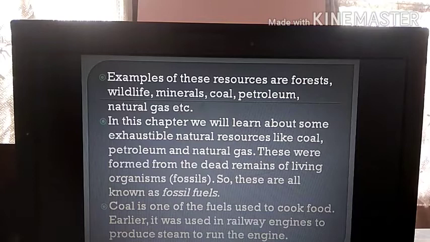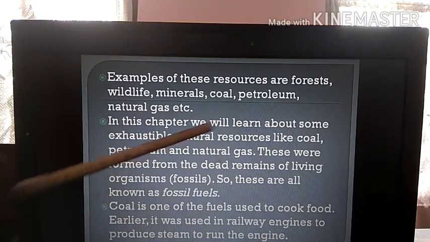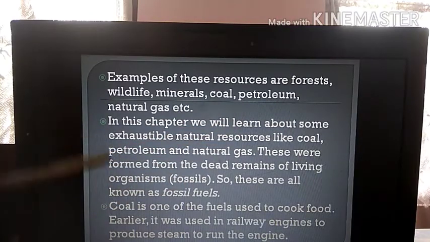So after it breaks down into small pieces, it will get mixed with the soil. And once it gets mixed with the soil, together they will form rocks below the earth's surface. Those are called fossils. So these are called fossil fuels because coal, petroleum, and natural gas are obtained from fossils. That means the remains of dead plants and animals which turn into rock after millions of years. So these are known as fossil fuels.